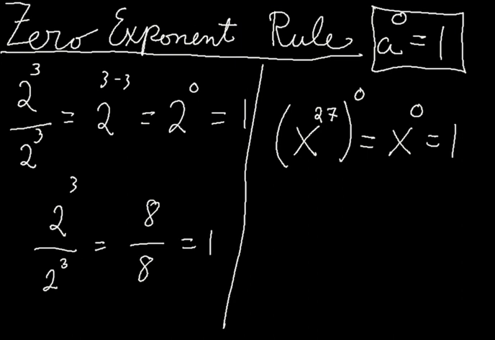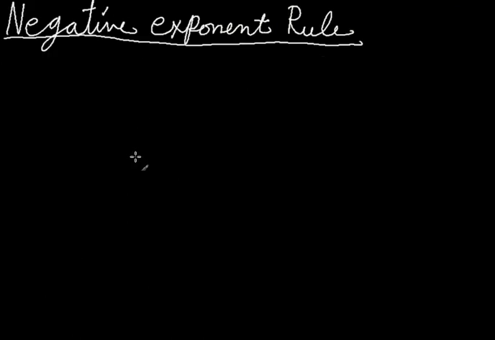Okay, moving on. The negative exponent rule. Okay, this absolutely is the most confused rule of them all. So let's take a look at it. Maybe we should look at the rule first, and then we will decide how we can understand this.